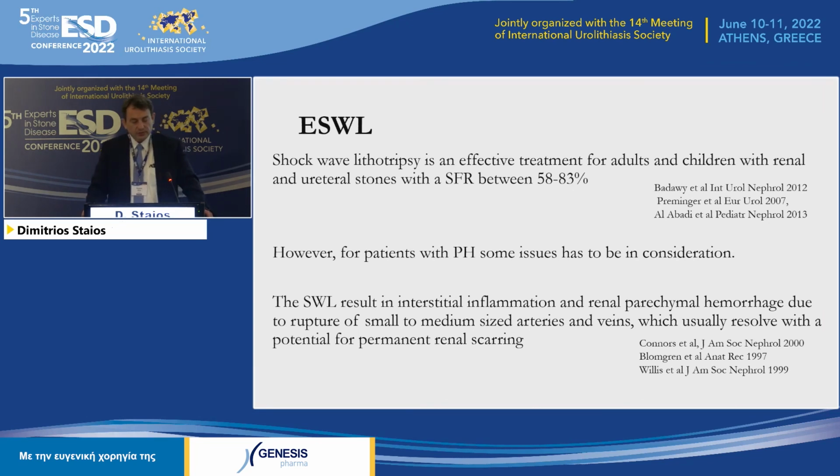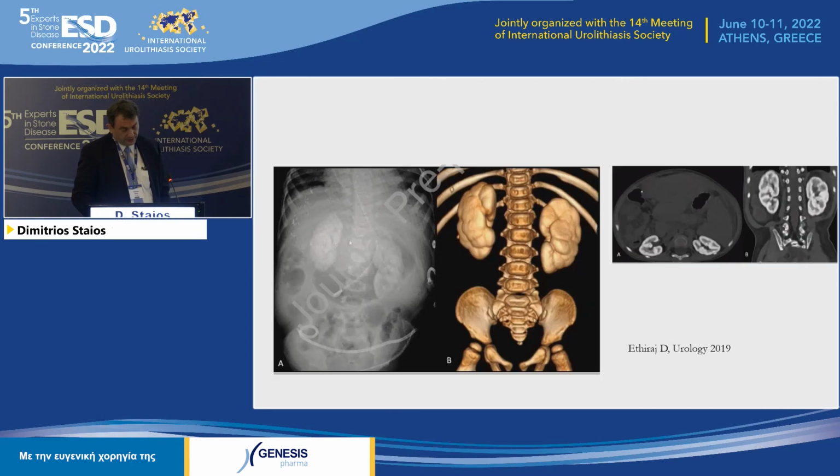Shockwave treatment with lithotripsy is an effective treatment for adults and children, and it has a stone-free rate of about 60 to 80%. However, for patients that have PH, we have to consider some issues. The shockwave treatment produces interstitial inflammation and renal parenchyma hemorrhage due to rupture of small to medium-sized arteries and veins, which usually resolve, with potential for permanent renal scarring.